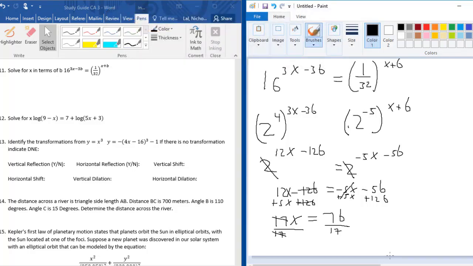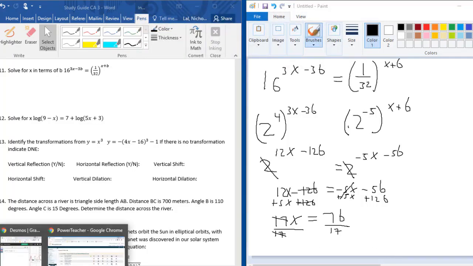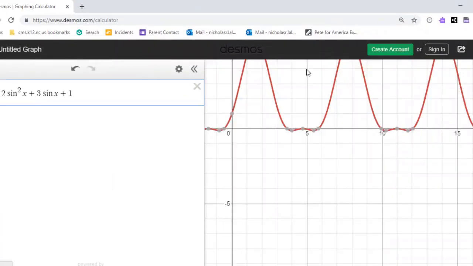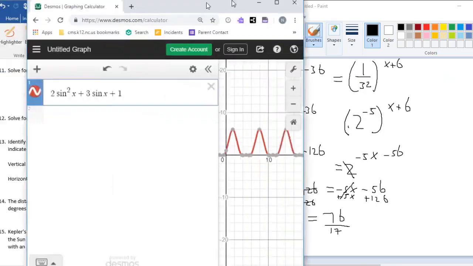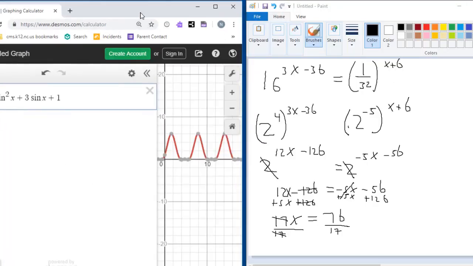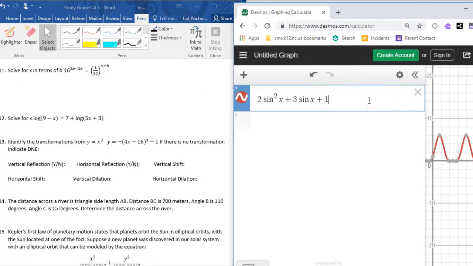So if I was wanting to solve this very quickly using Desmos, I would pick a value for b. An easy value for b would be 1. If I wanted to solve this in the calculator, 16 to the 3x minus 3, assuming b is equal to 1.